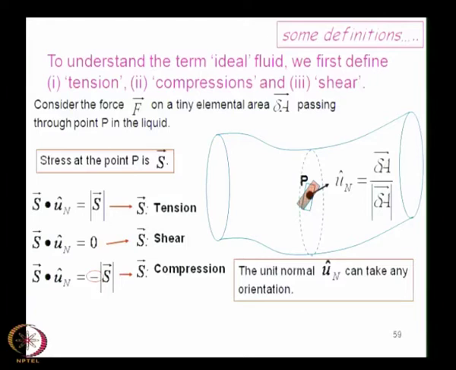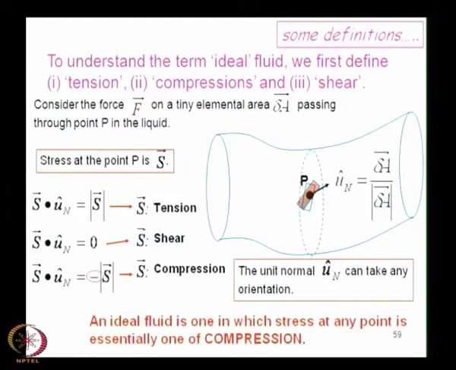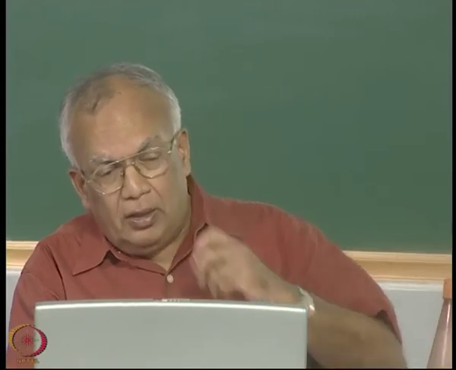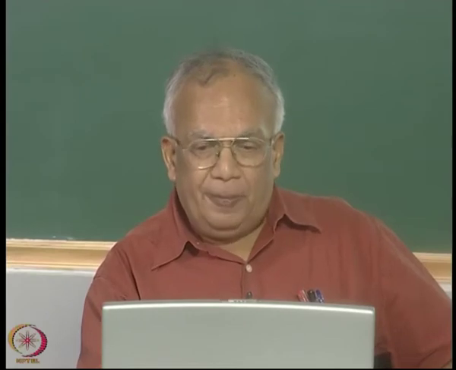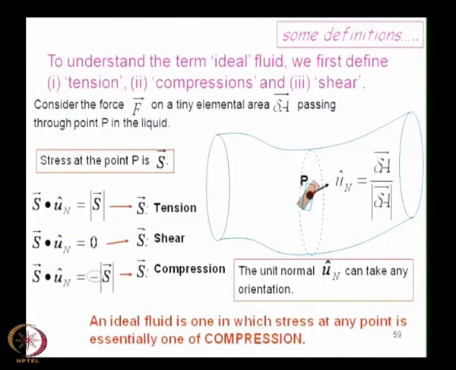Having defined this, we can now define what an ideal fluid is. An ideal fluid is one in which stress at any point is essentially one of compression, and we know exactly what compression is. Compression is when the component of stress along a direction is exactly equal to the negative of the modulus of the stress. So that is the criterion. And when the stress is one of compression, then the fluid is said to be an ideal fluid. And it is fluids of this kind to which we will apply our analysis in this class. We will not deal with non-ideal fluids.